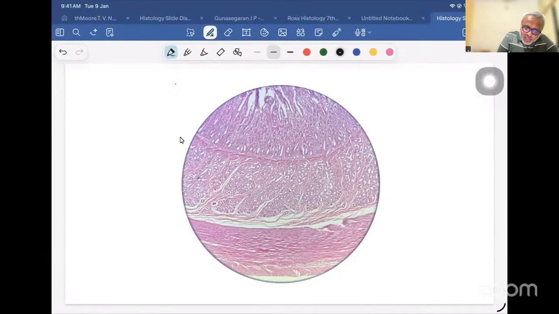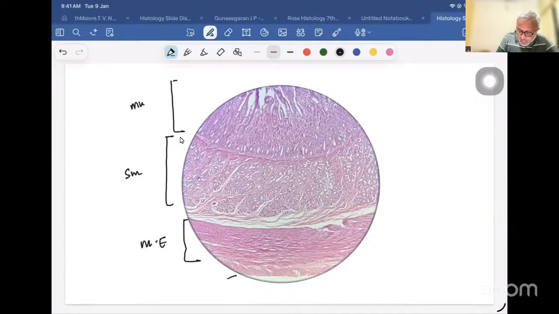Again, the duodenum will contain 4 layers. So this is mucosa. This is the submucosa. Here we have the muscularis externa, and lastly we have the serosa. Remember, the duodenum, except for the proximal 1 inch, is retroperitoneal, right? The initial 1 inch is covered by the peritoneum of the stomach.